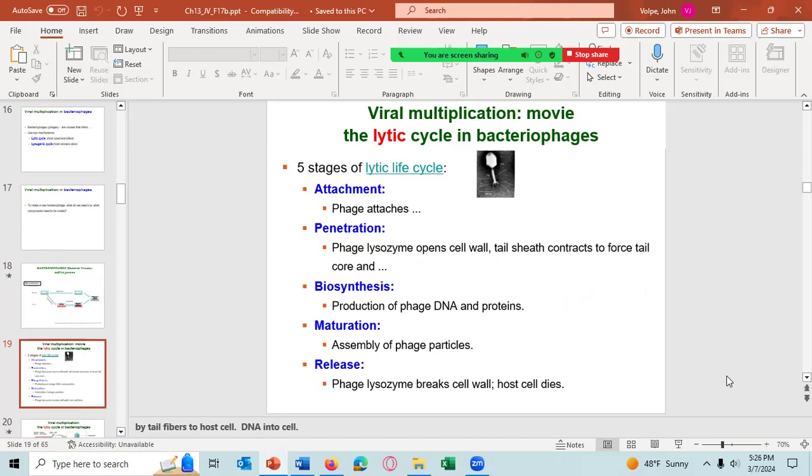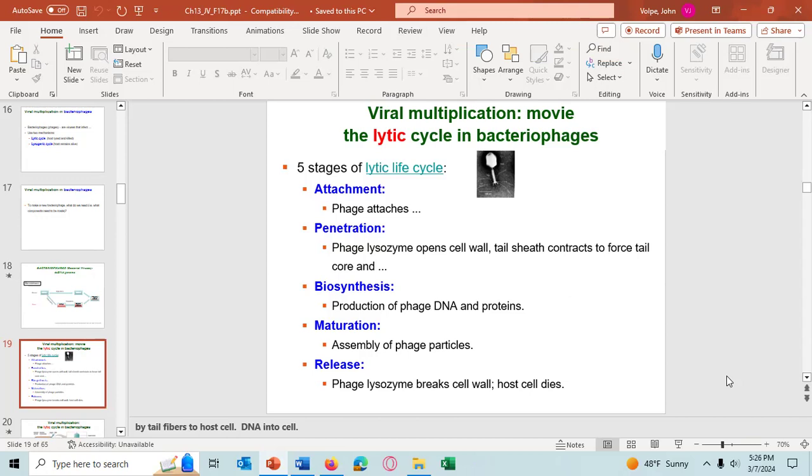All right. The viral multiplication cycle in the lytic life cycle follows 5 stages. First, there's attachment, where the phage attaches to the host cell. Second, there's penetration, where the virus penetrates the host cell and then infects the host cell.